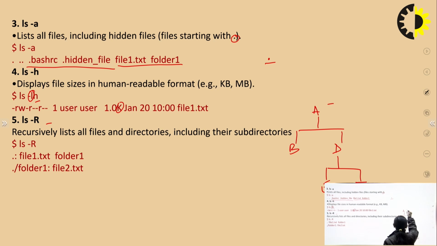And I am here. So if I give this command, it will first list all the files and directories, then all the files and directories associated with D, then this. That is, it is recursively showing the contents of all the directories and subdirectories which are associated with my current working directory.